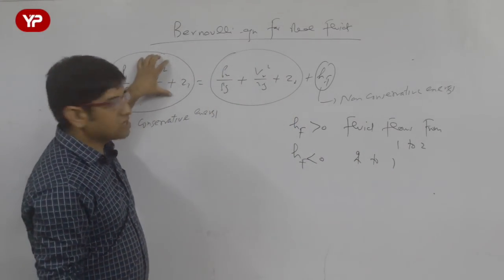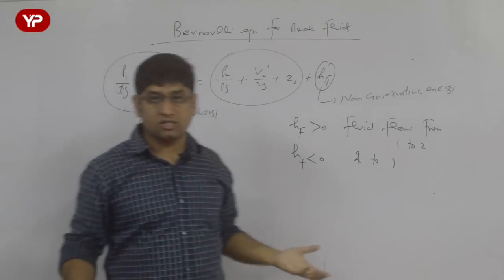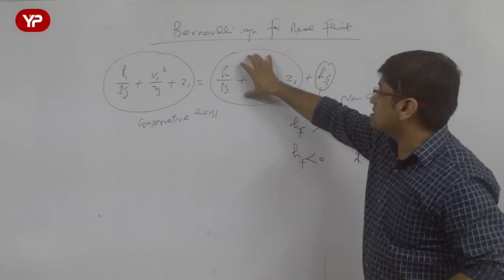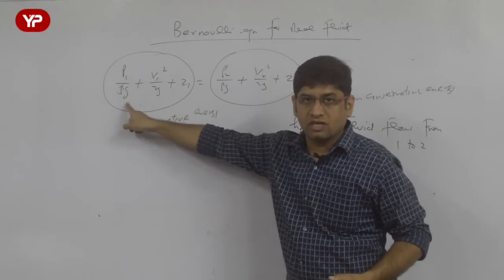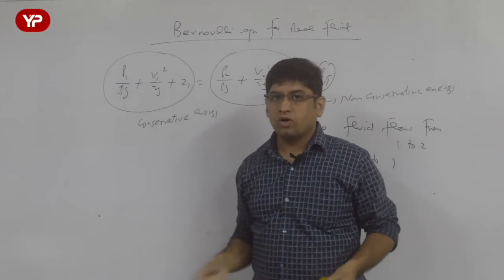That means if all these energies here are more than all these energies here, some energy is lost, and that energy is lost because you have gone from 1 to 2. Suppose these energies are more than these conservative energy terms, that means fluid has gone from this side to this side, because it is common sense.